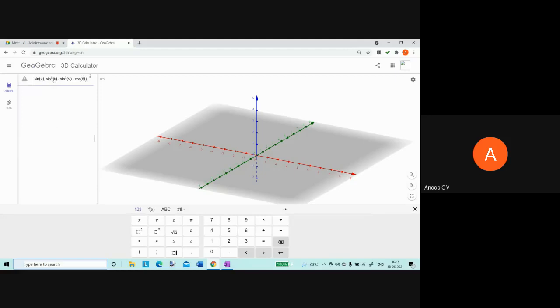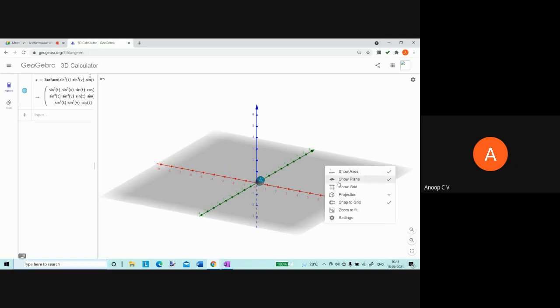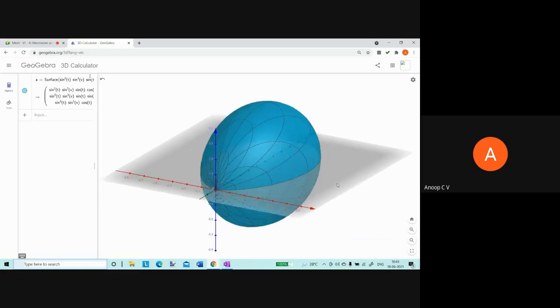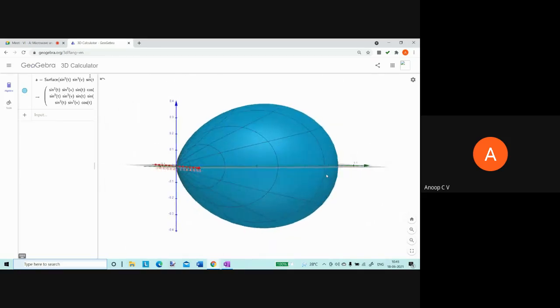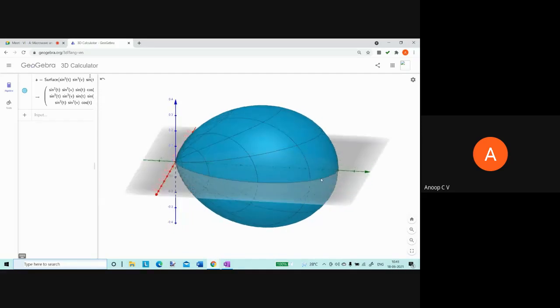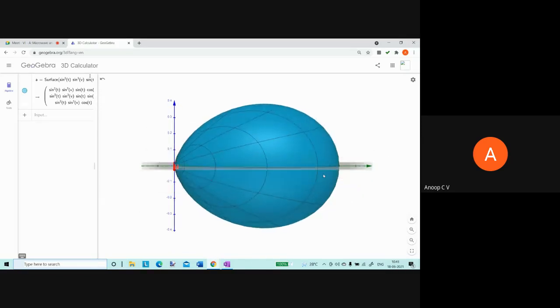Now I should apply the limit t from 0 to pi, and similarly v from 0 to pi. So this is the pattern here. We got it now. I'll just zoom to fit. You can see this is the pattern. The maximum is along positive y, both in the xy plane and the yz plane.